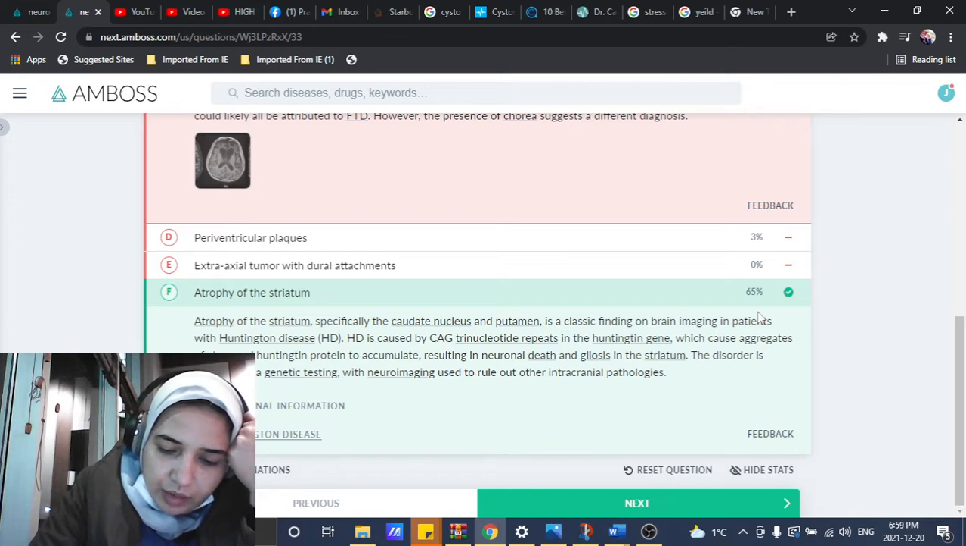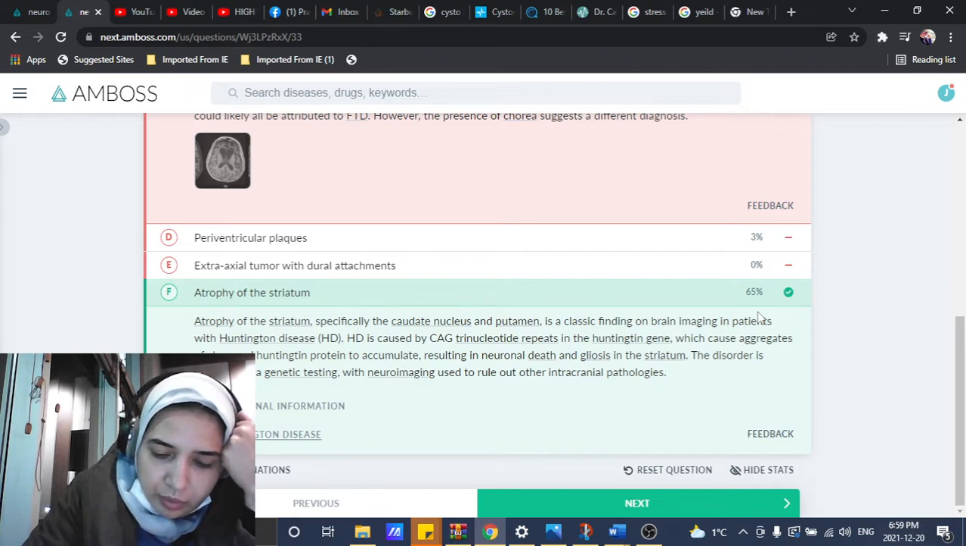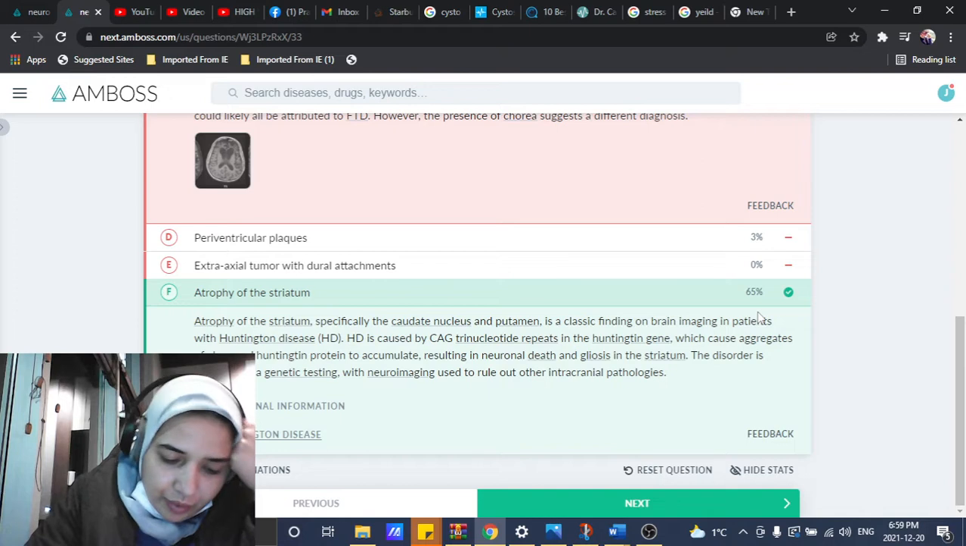Like I said, I haven't actually read neuro properly in a while, so mistakes are going to be a given at this point, but we're just going to solve the questions and memorize points and then go back and review so that we learn as we go at least, and we're not intimidated by questions. That's the whole point of this. So Huntington is atrophy of the striatum, specifically the caudate nucleus and the putamen.